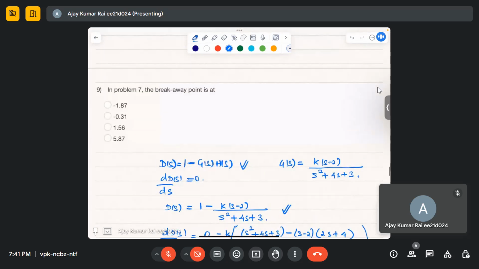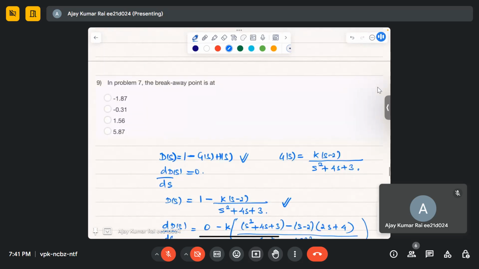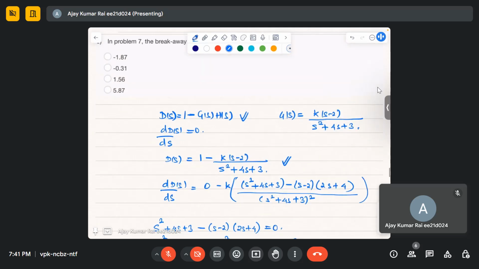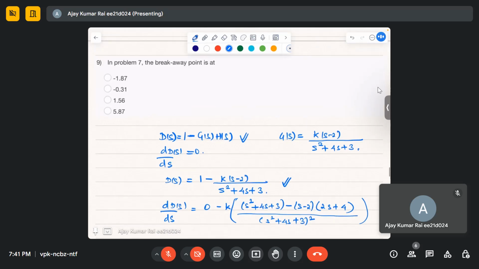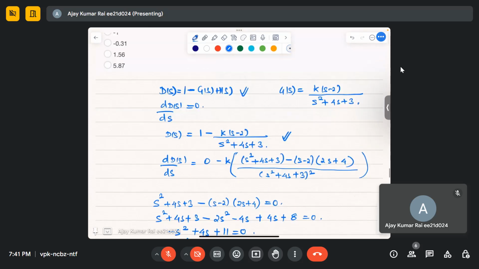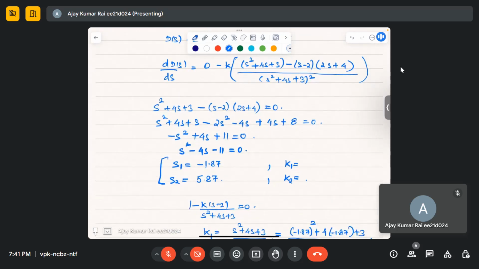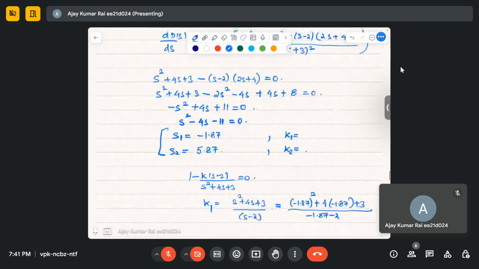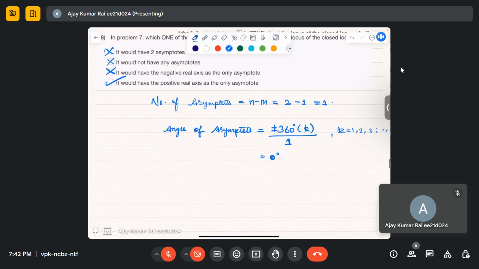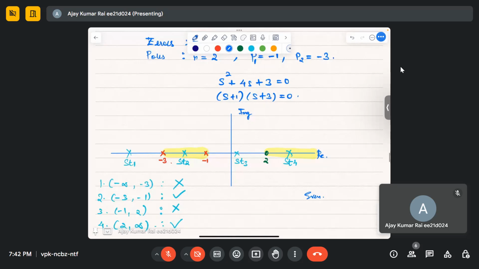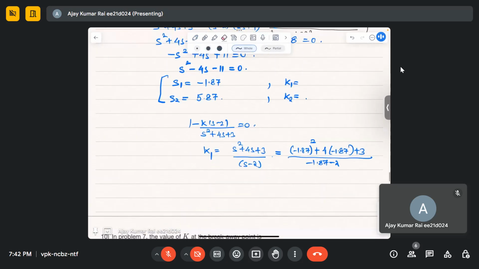Before that, you see the options here. Only two options can be correct, right? So 1.87 is there. I'm hoping that I have calculated s1 and s2 correctly, and just assume that for each of those values you're getting k greater than 0. That means the break-in and breakaway points exist. And we have to find out of these two which is the breakaway and which is the break-in point. So let me draw the root locus again.